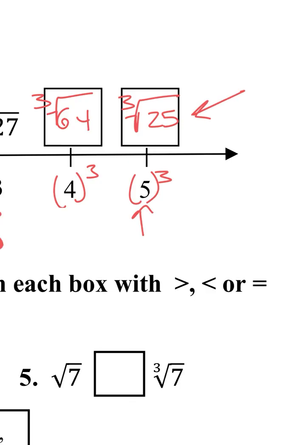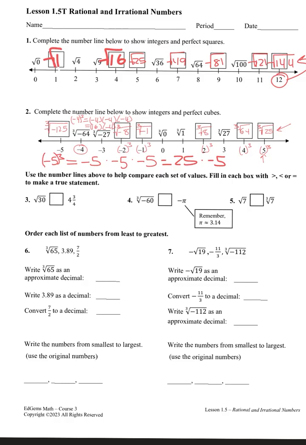All right. Okay, let's talk about 3, 4, and 5. So your instructions for numbers 3, 4, and 5 say, use the number lines above to help compare each set of values. And then it says fill in each box with the greater than, less than, or equal sign to make a true statement.